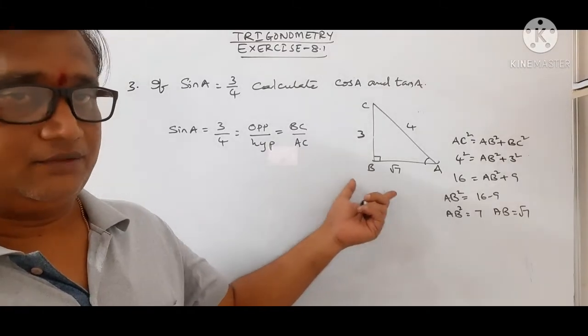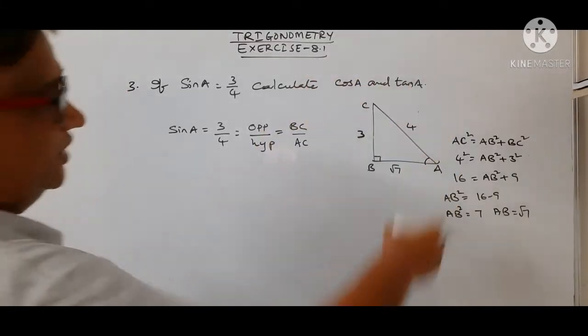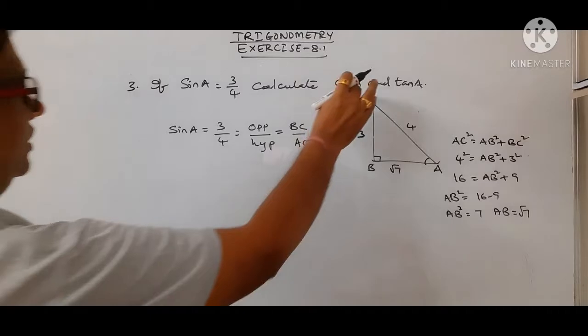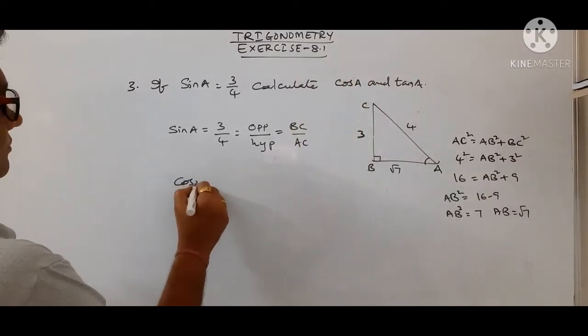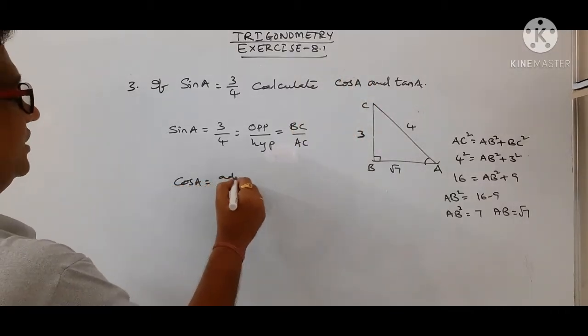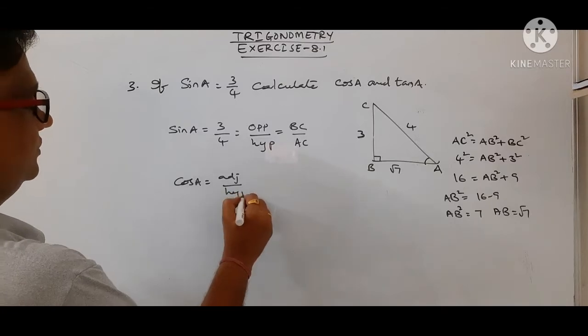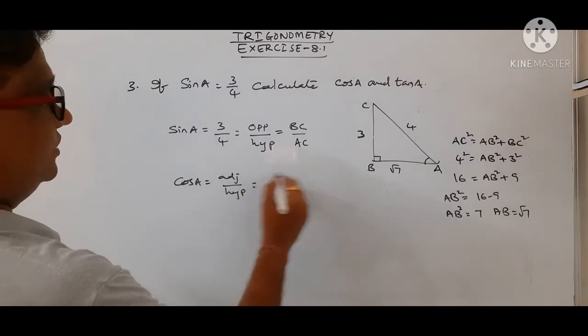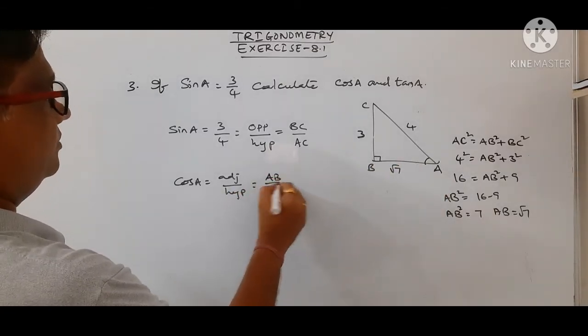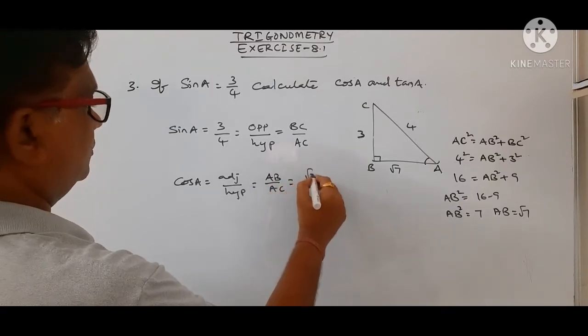And this one is understandable. So first you find the side. After that, what are they asking? Cos A. Cos A means adjacent by hypotenuse. Adjacent of A is AB by AC. So root 7 by 4.